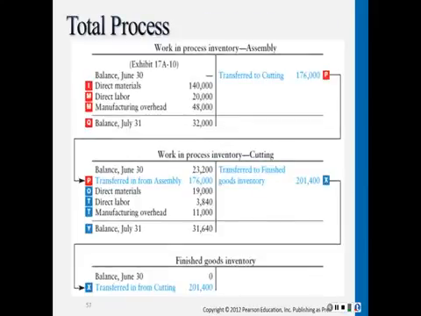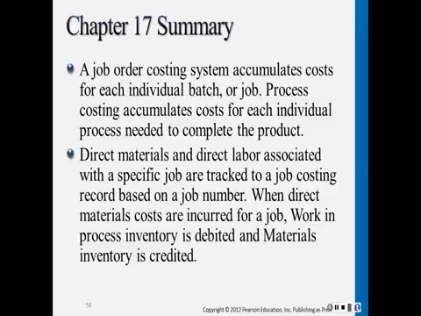Process costing accumulates costs as the product moves through production. Costs are assigned to the units, such as gallons of gas or numbers of crayons, as they pass through that process. The difference between job order costing and process costing lies in the way costs are accumulated. Job order costing uses a job cost sheet, and process costing uses a production cost report. A job order costing system accumulates costs for each individual batch or job. Process costing accumulates costs for each individual process needed to complete the product.